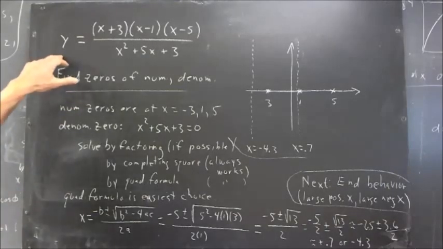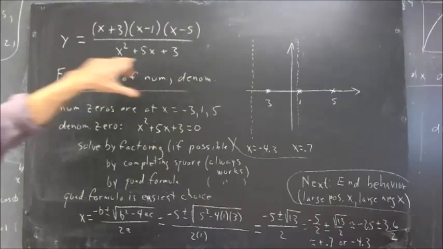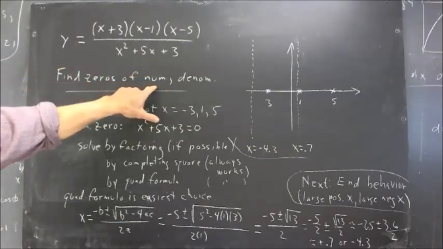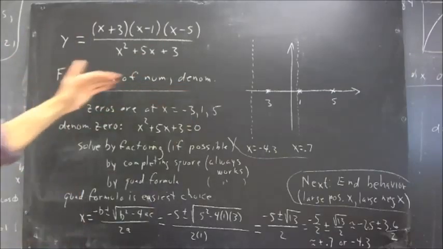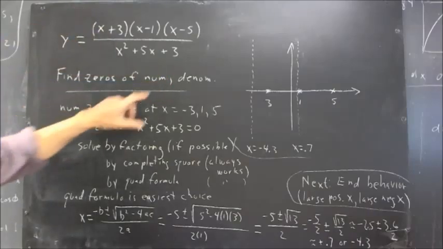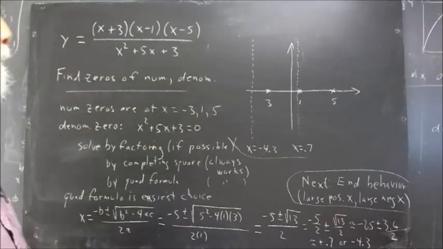We consider the rational function y equals, well, you can read it. We want to find the zeros of the numerator and denominator. It's the first step in graphing any rational function. We find the zeros of the numerator and denominator.